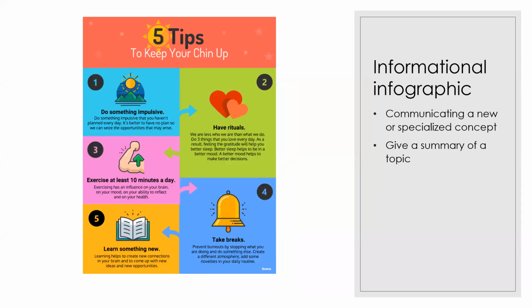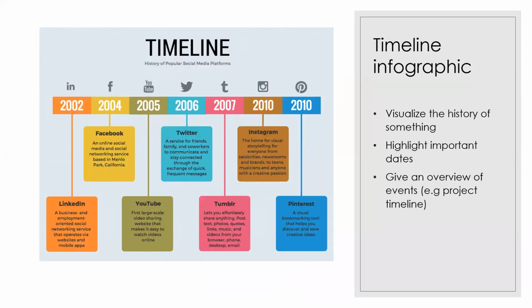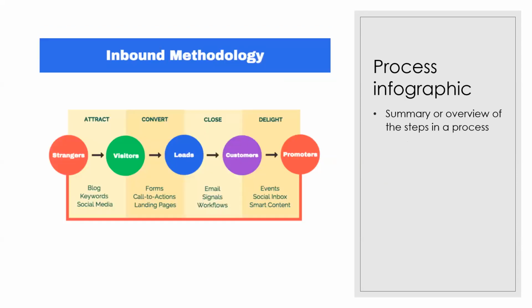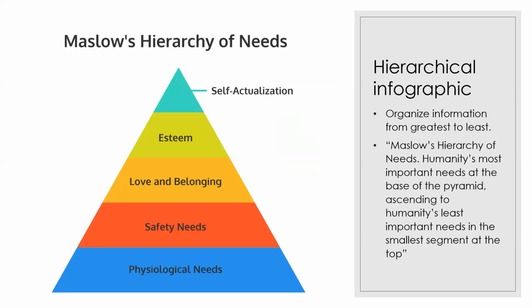Informational infographics are pretty straightforward. They communicate new and specialized concepts, and they give a summary of a topic. Timeline infographics visualize a history of something, or they highlight important dates, or give an overview of events. And process infographics are basically a summary or an overview of steps in a process.